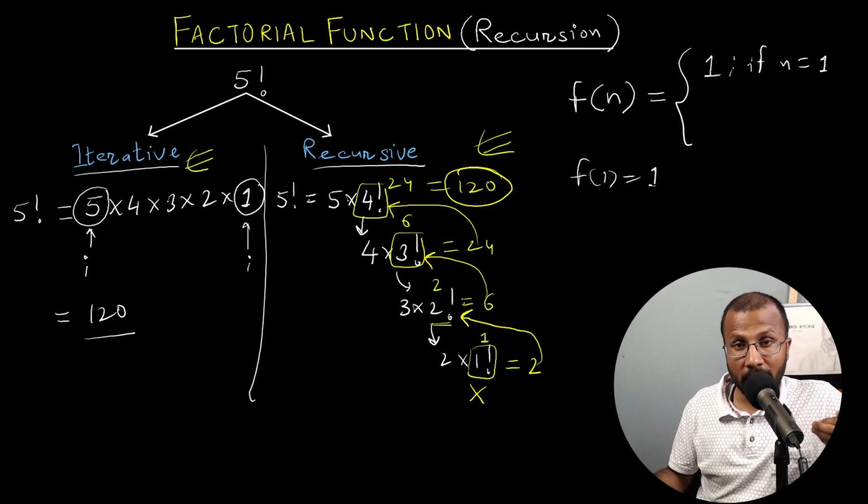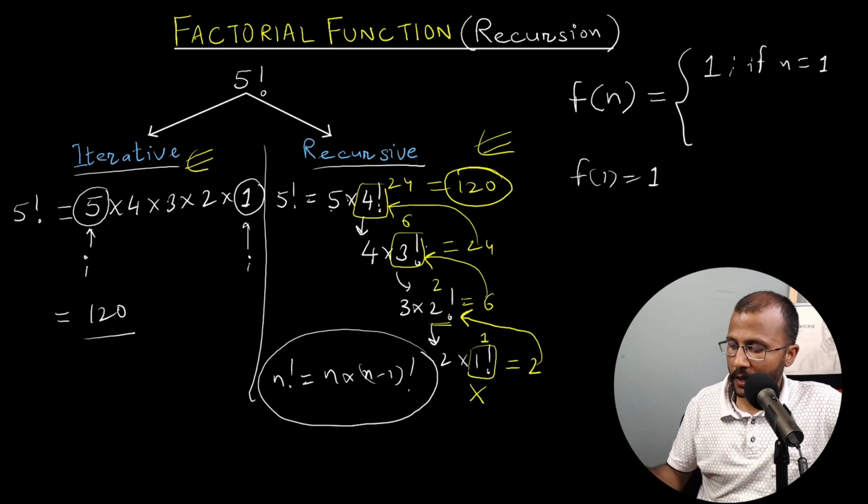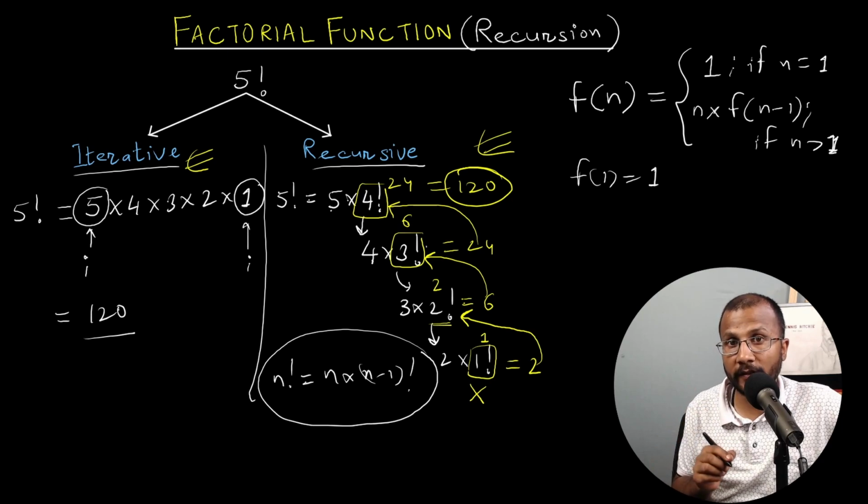Okay. In other cases, like in this, 5 factorial is how much? 5 times 4 factorial. 4 factorial is how much? 4 times 3 factorial. So I can say n factorial is nothing but n times (n minus 1) factorial. So this is the formula to find n factorial. So if n is something other than 1, then f(n) or factorial of n is nothing but n times the factorial function f of what? n minus 1. Okay. This is true only if n is greater than 1. So this is my recursive equation. This equation will help me to find the factorial of any number.